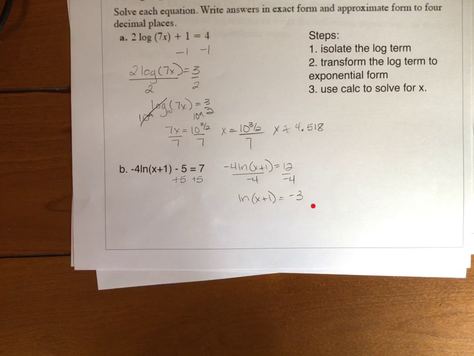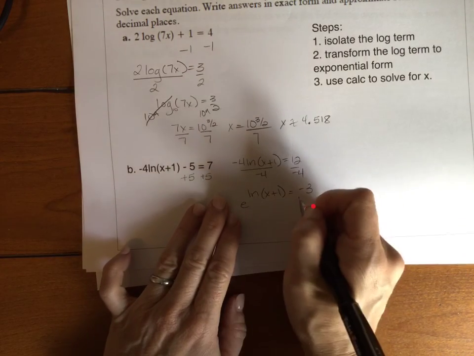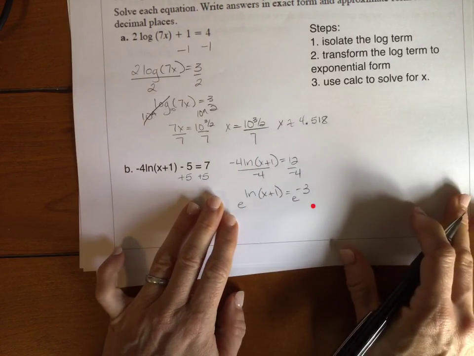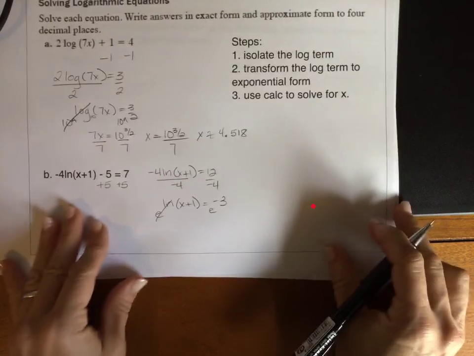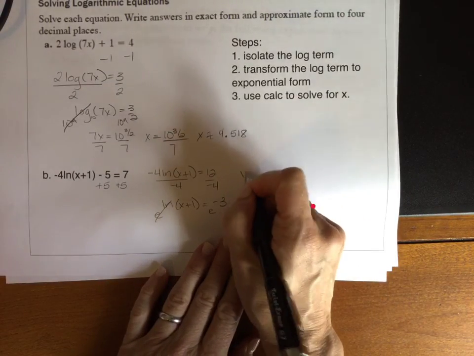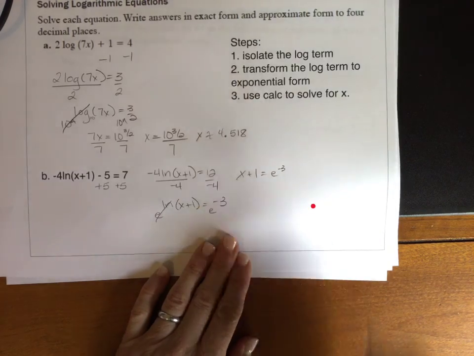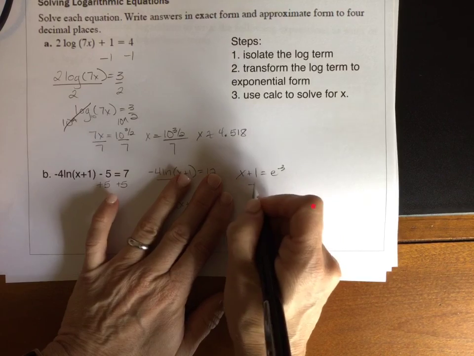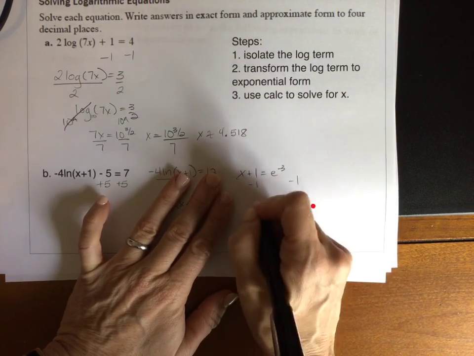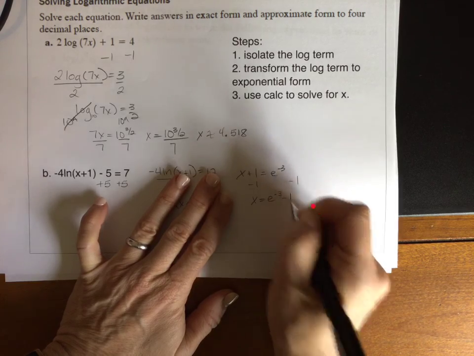We know that the base of natural log is e, so we're going to have to exponentiate both sides by e. So these cancel out, leaving me with just x plus 1 equals e to the -3rd power. Then I would need to subtract 1 from both sides, giving me my exact answer of e to the -3 minus 1.